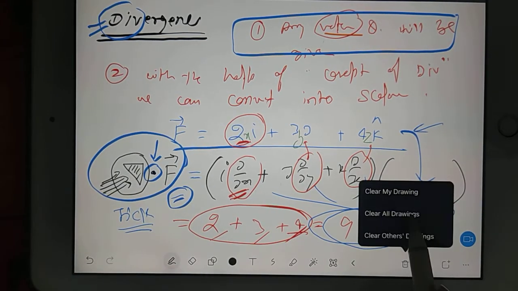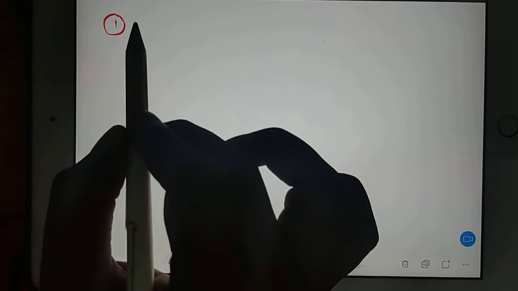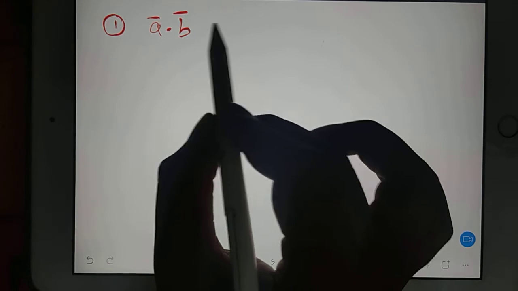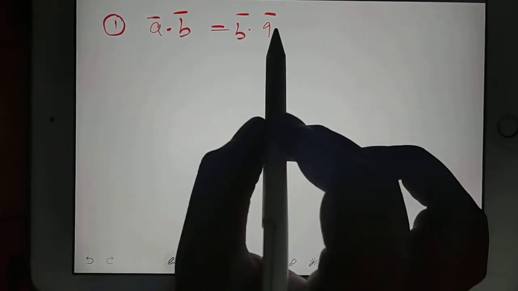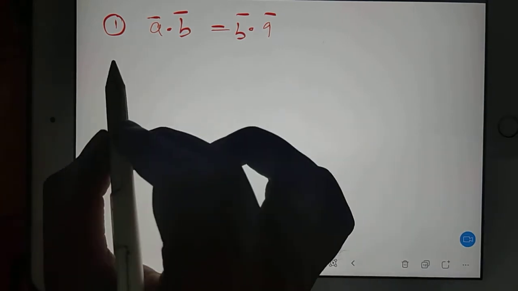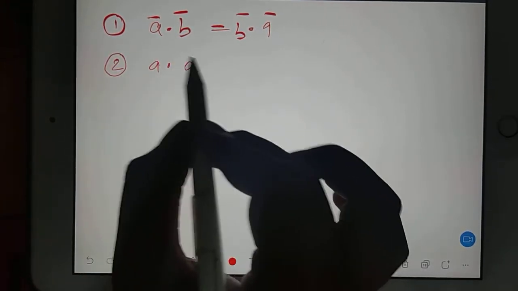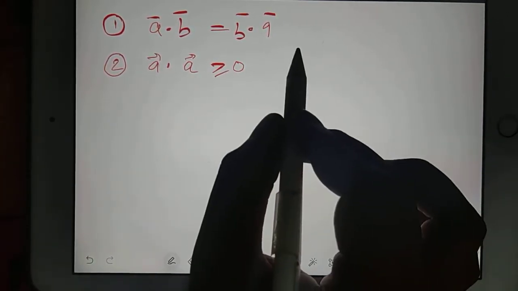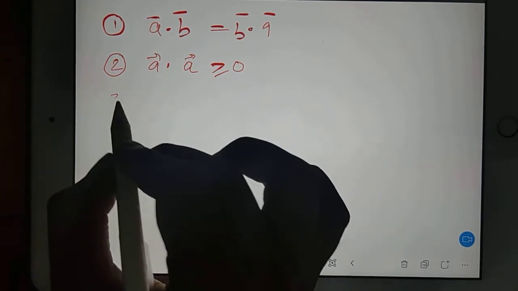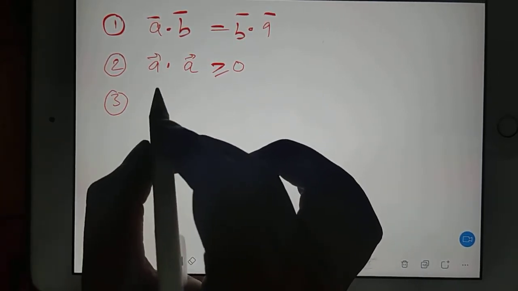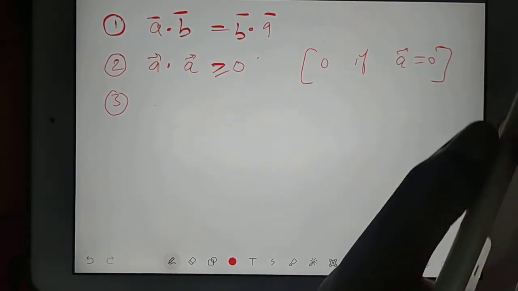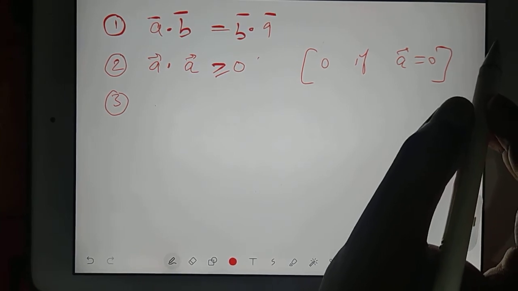This was the first page. So in vectors, I will just keep on writing the properties. The property is, see, dot product. If you are doing dot product with two vectors, a dot b and b dot a, this is correct. We can do this because the final answer is a scalar. And whenever you are doing dot product of a vector with the same vector, the answer will be either 0 or greater than or equal to 0. Now the third property. 0 will come only if your vector is equal to 0. Okay, next part.